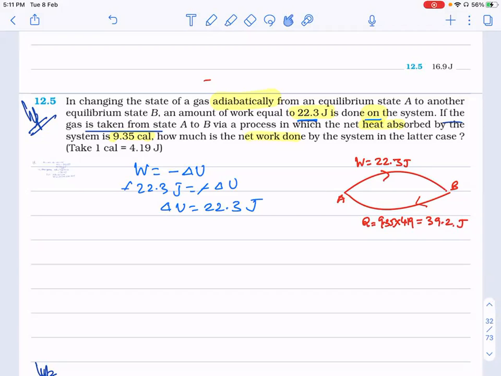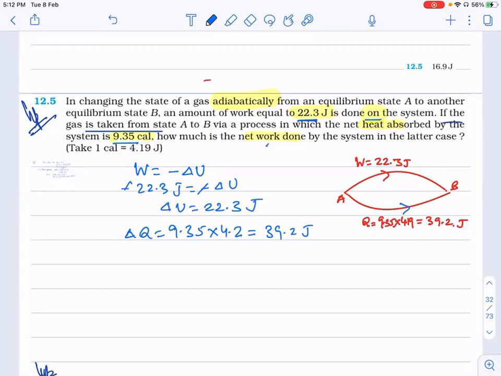Now, if the gas is taken from A to B via the process in which heat absorbed by the system is 9.35 calorie, then delta Q is 9.35 calorie multiplied by 4.2, which will be 39.2 joules. Okay.